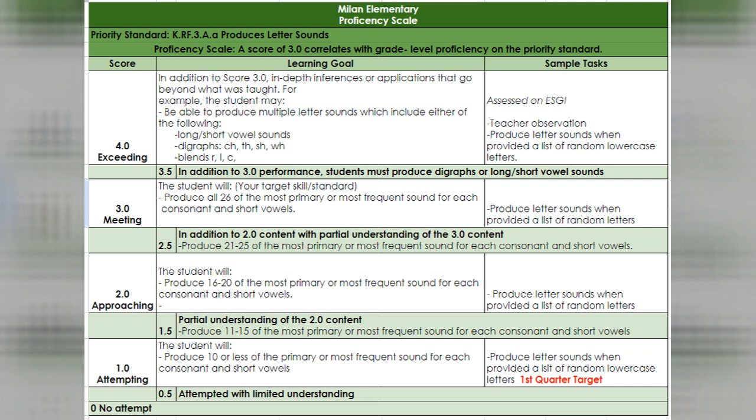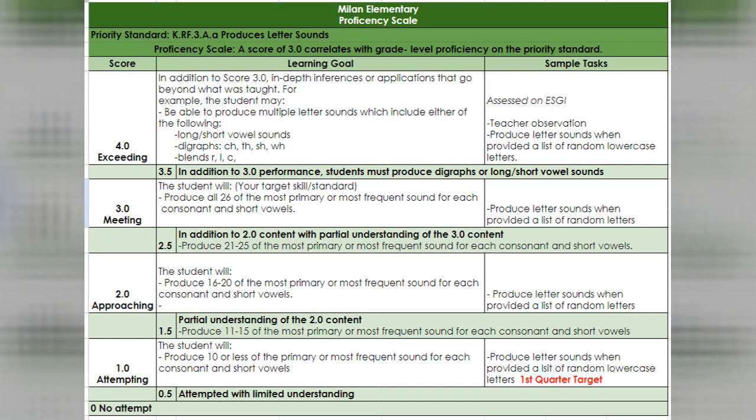And then off further to the right, it gives a little bit more student-friendly explanation of what that looks like. So for a level 3, that means producing letter sounds when provided a list of random letters. That's generally what that looks like when a teacher is looking for evidence of student understanding.